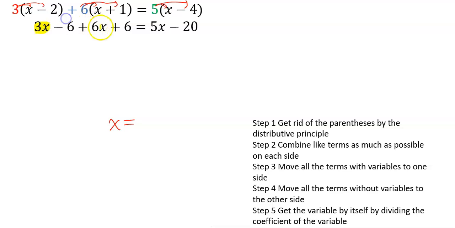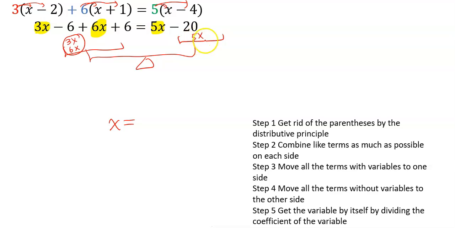There's one here, there's one here, and there's one there. Now there is a big difference between combining 3x, 6x, and 5x. Notice 3x and 6x are both on the left-hand side. Imagine a balanced scale: 3x and 6x are on the same side, so they can just be combined together. But 5x is on the other side, so this 5x, whatever the weight is, cannot be combined with the weight on the left-hand side.